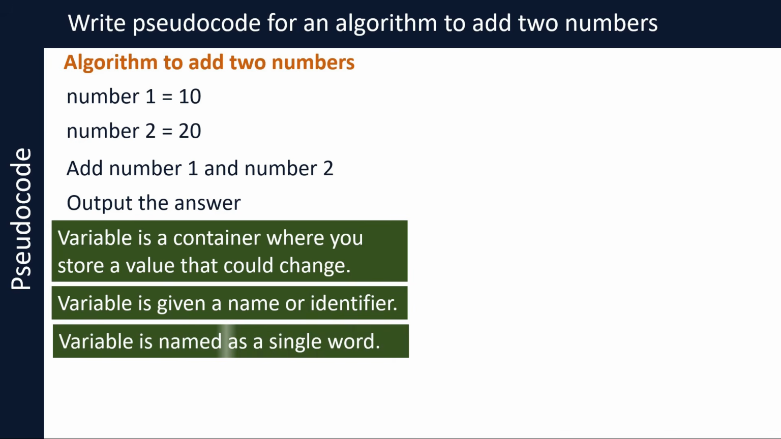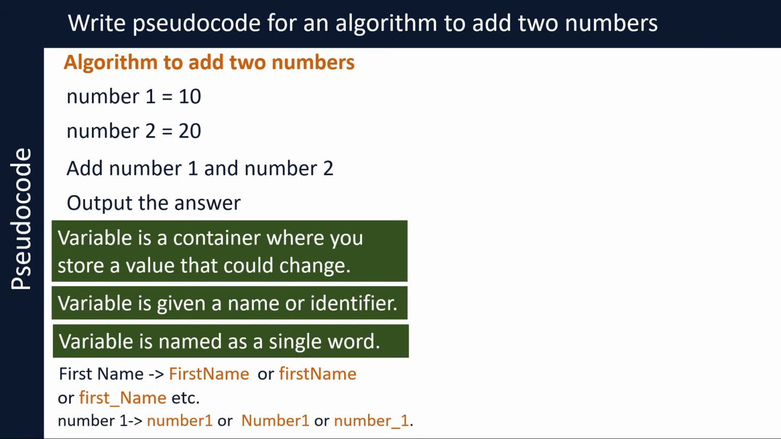So if you have to use a variable name such as first name in pseudocode, then you form a compound word and write it with F and N capital, or with F small and N capital, or with an underscore between first and name with F small. Case is not so important, as long as you name your variables consistently using one of the styles throughout the algorithm. Similarly, the variable name number 1 in our algorithm could be written in the following ways.